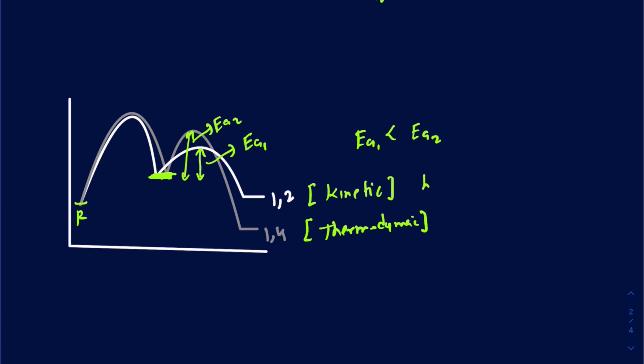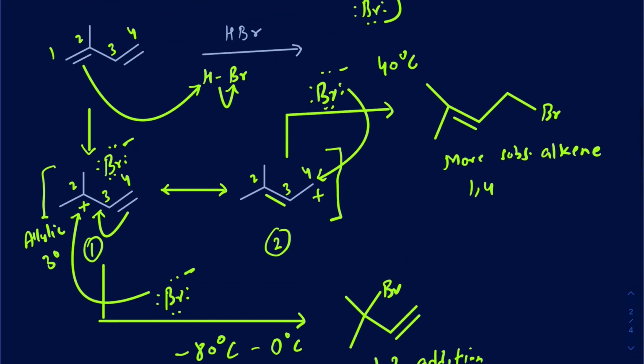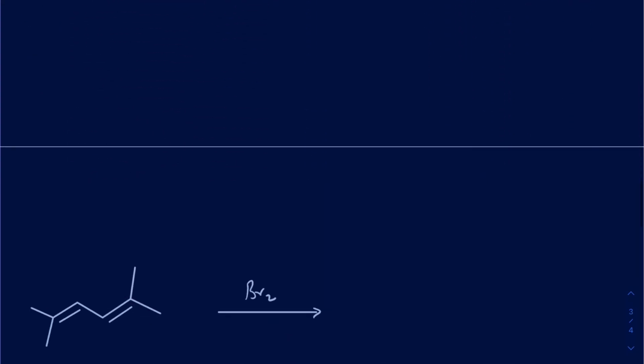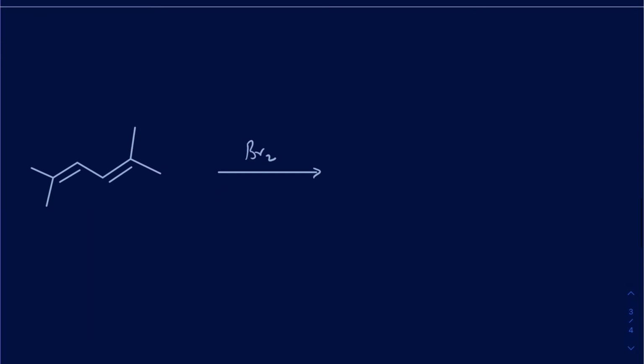So this is going to be done at low temperature. At low temperature, the kinetic product is going to be your major product, and at high temperature, the thermodynamic product is going to be your major product. So that's how you know which one you're really going to be making at a particular time. Sometimes your 1,2 product is indeed going to be your kinetic and your thermodynamic product.